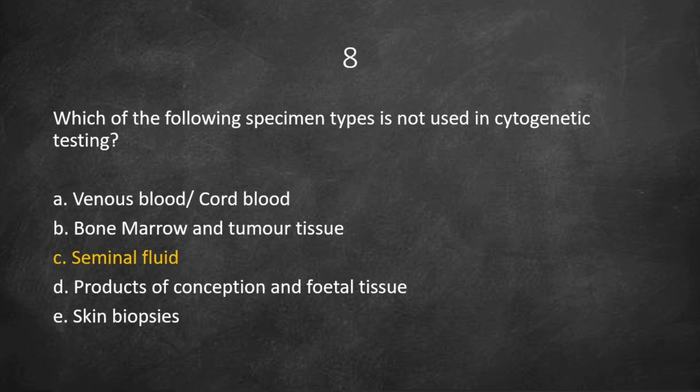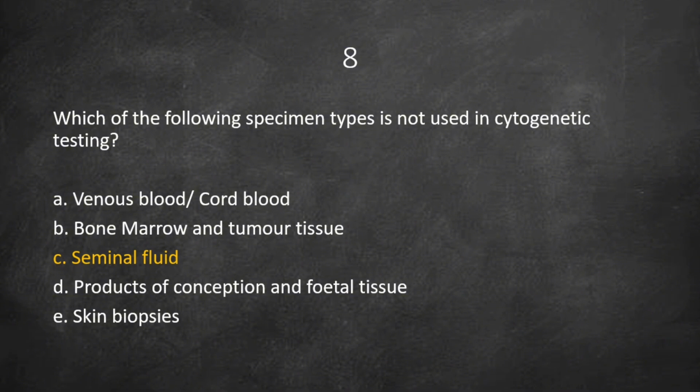If you take option D, products of conception or fetal tissue, that one too is very much used. You can prenatally test for genetic abnormalities during pregnancy or even after pregnancies. You could take some of the fetal tissues or the products of conception and then actually test them for any case of genetic disorder or any chromosomal abnormality. So products of conception and fetal tissues too are very much used.